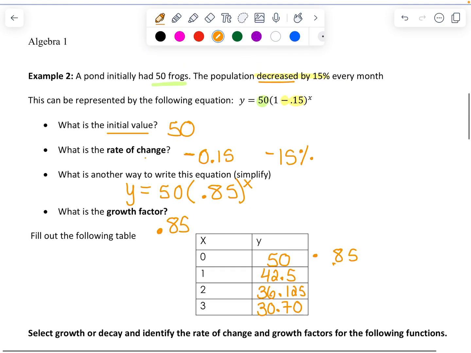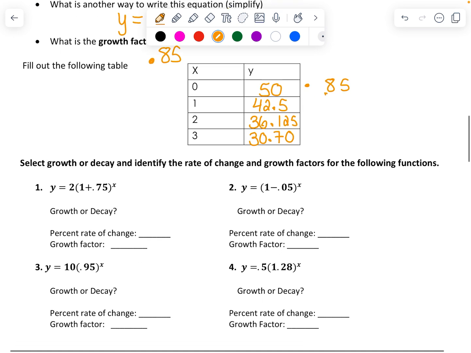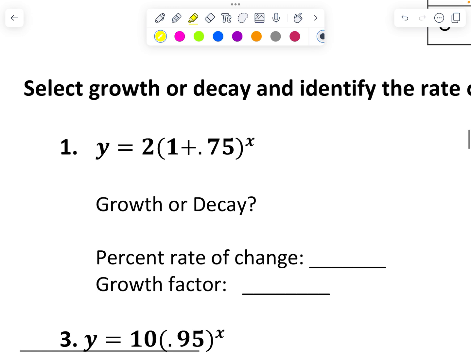Okay, so hopefully that makes a little bit of sense with the word problems here. We're just going to continue with the same idea. Given the equation, can you tell me if it's growth or decay? And then can you identify the percent rate of change versus the growth factor? Again, it's something we struggle with every year. So you just got to pay attention.